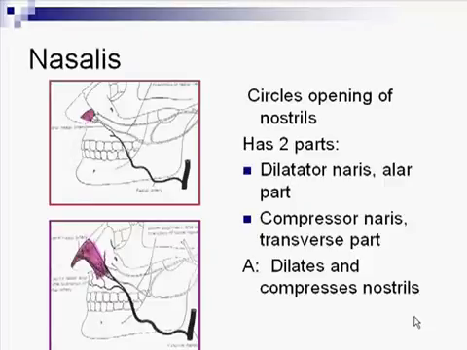The nasalis muscle has two parts, a dilator and a compressor. This is if somebody is able to wiggle their nostrils, dilate and compress, move the nostrils in and out. I know I can do this, or I do this when I'm laughing.